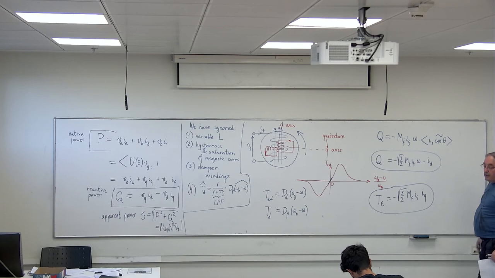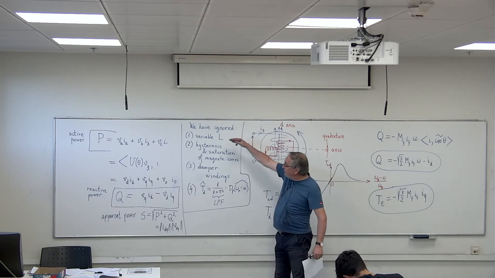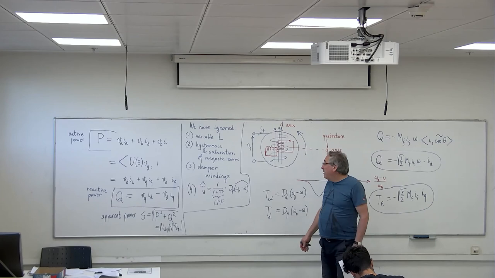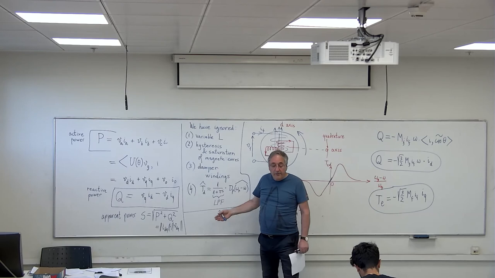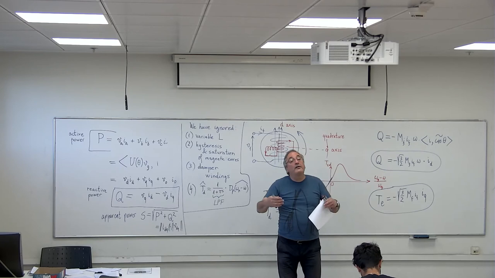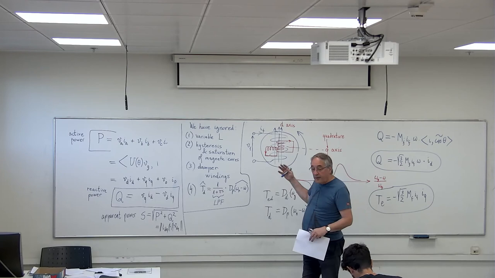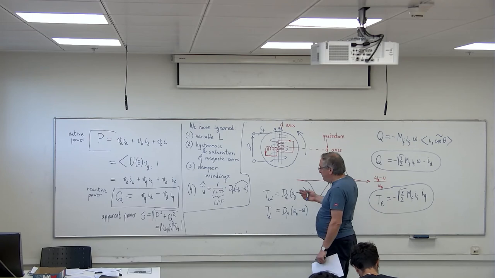So this is now our simplified model of the electric machine. Of course, we have neglected 1, 2, 3, 4. Now the question is, is it bad that we have neglected 1, 2, 3, 4? That's one question. And the second, the more important question is, how do we build an inverter which behaves like this simplified model of a synchronous machine? So let me answer both of these questions.